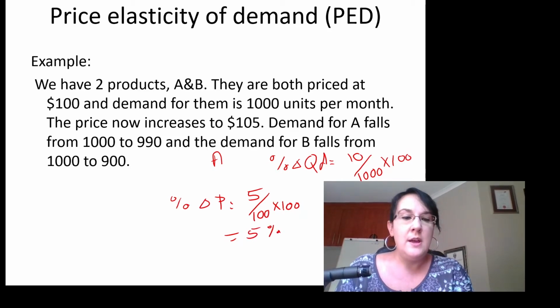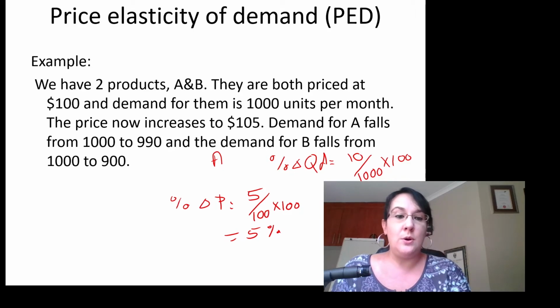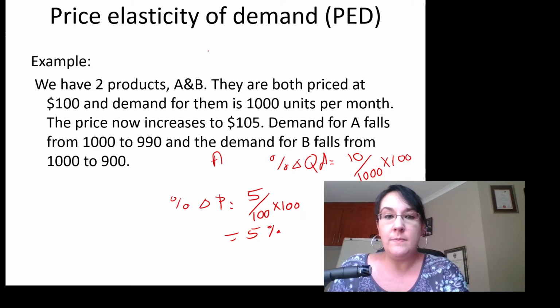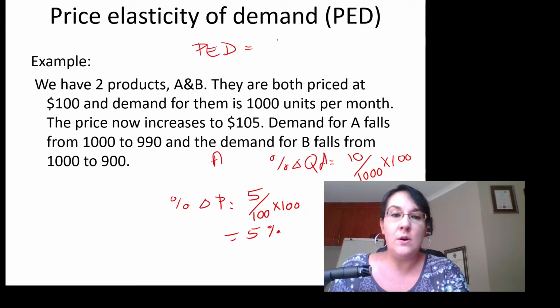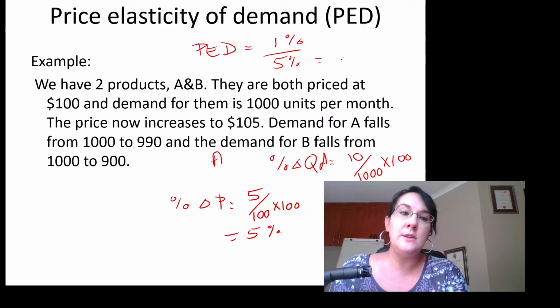Great stuff. Now, going back to the main formula, step number 3 or part 3, I have to take the percentage change in quantity demanded divided by the percentage change in the price. So I'm going to take PED, which is 1% divided by 5. And that should give me 0.2.